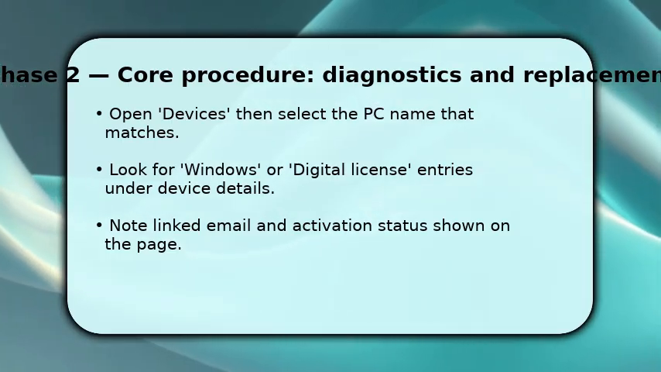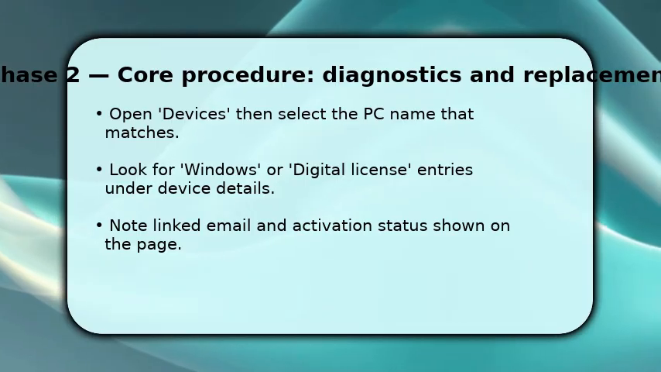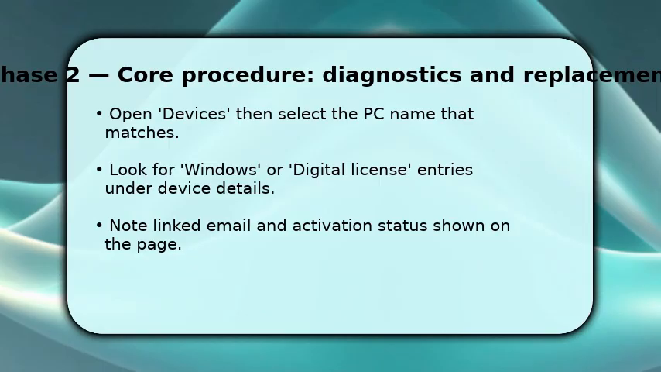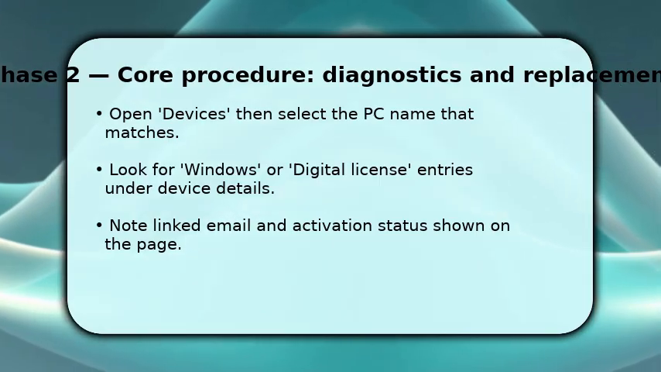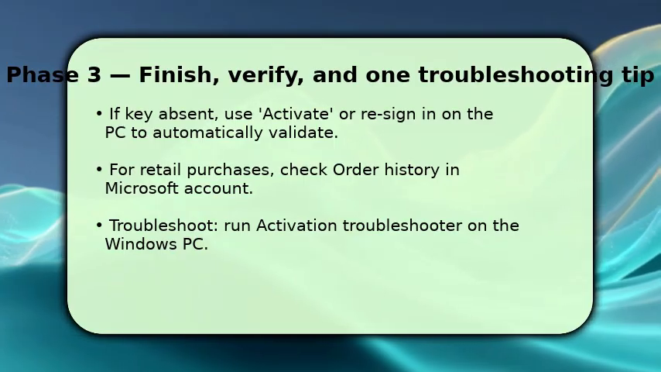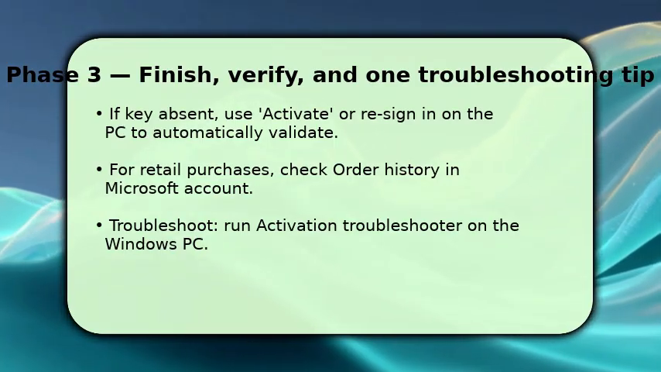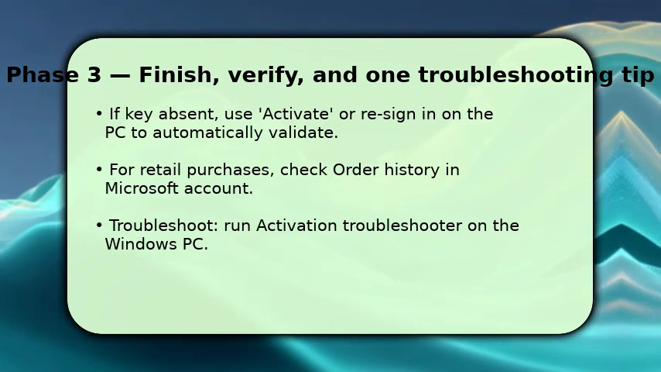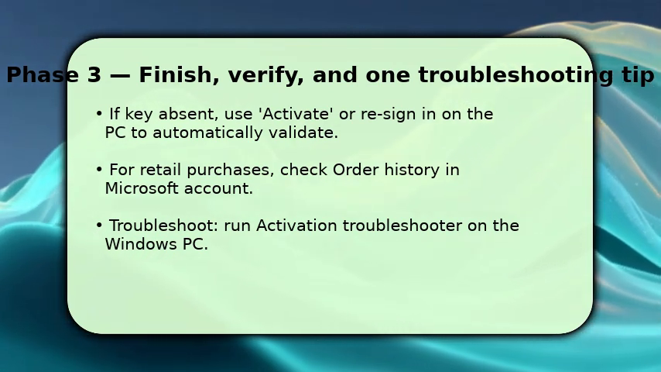If a key is present for older retail purchases, it may appear here. Otherwise, the account confirms a digital entitlement instead. Finally, you either copy a visible product key or rely on the digital license linked to your account. If no key is shown, sign into the same account on the Windows 10 machine and use Settings, Update and Security, Activation to validate activation.